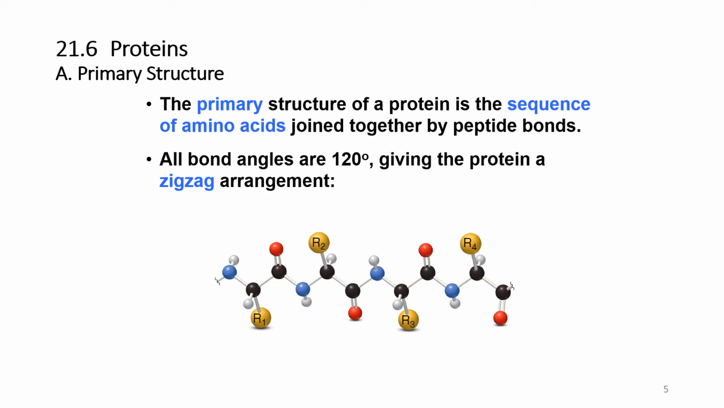So what is primary structure? This is the sequence of amino acids in a protein. And as I said, order matters. It's going to dictate how that protein folds and contribute to its activity. This is a ball and stick model of a polypeptide that has 4 amino acids, so this would be a tetrapeptide. And you see that all the bond angles are 120 degrees, giving it this zigzag arrangement, which is actually a result of that backbone of the nitrogen, carbon, carbonyl groups as they link up.